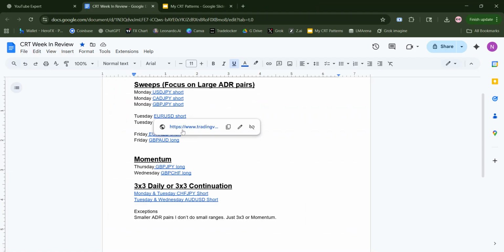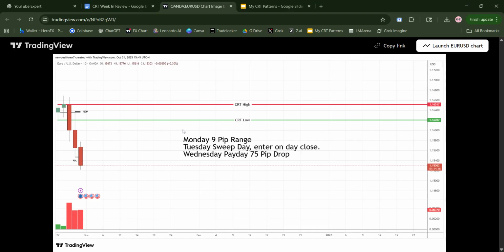Tuesday, we had a euro dollar short. Monday gave a 5 pip range. That was this candle right here. Tuesday swept the high, closed inside of it. Wednesday did retrace just a little bit, but then eventually did fall for a 75 pip drop.